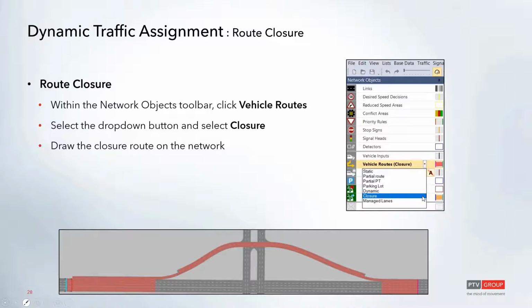For example, this can be useful if you want to close off this behavior from happening on a freeway where vehicles maybe exit and then just take the exit ramp and then the on ramp to come back onto the freeway.